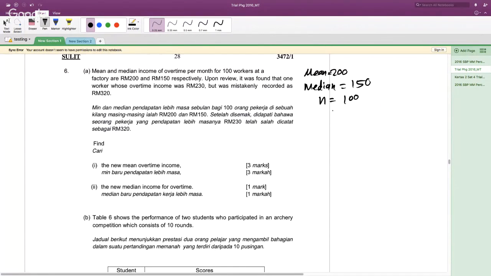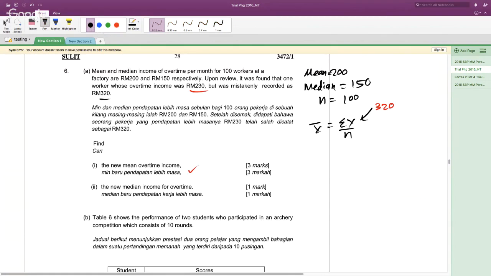Upon review, it was found that one of the workers whose overtime income was 230 was mistakenly recorded at 320. So actually, mean equals sum of x over n. Your sum of x here actually has one value recorded wrongly, which is 320. Supposedly, it should be 230. So I guess the factory is trying to make some correction. This is the reason why you have the new mean. This is the logic over here.